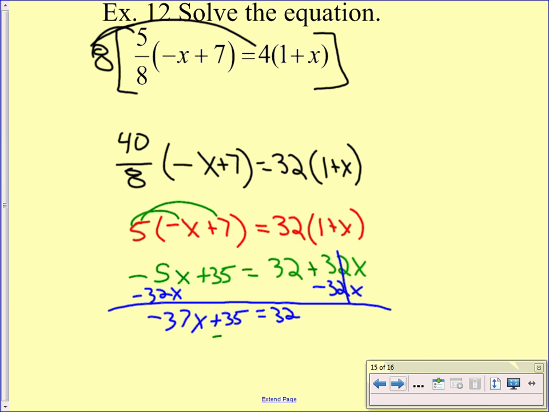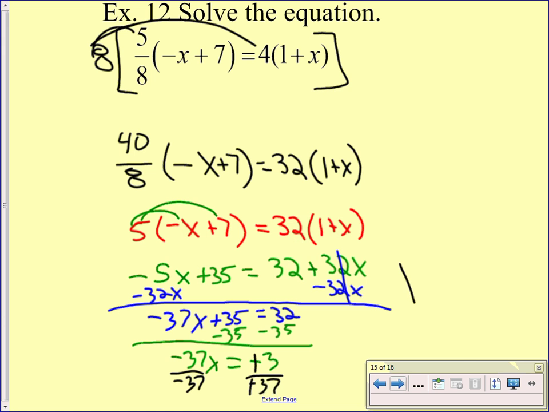Subtract 35 over. Negative 37x equals negative 3. Isolate the variable by dividing by negative 37 on both sides. 3 does not divide evenly by 37, so the only thing you can do is cancel out the negatives, and x equals 3 over 37.